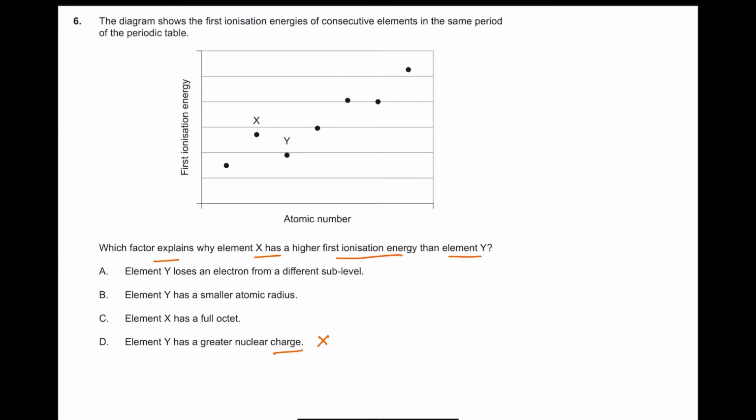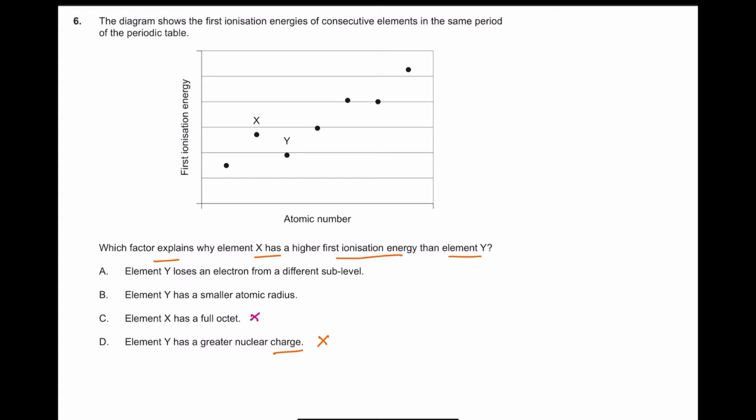Second one, element X has a full octet. This is again not correct because in the same period, only the noble gases can have a full octet. So element X cannot possibly have a full octet. Option B, element Y has a smaller atomic radius. Now there is again a problem with this option. If element Y has a smaller atomic radius, then obviously the electrons are much closer to the nucleus. As a result, we would require more energy to remove the electrons.